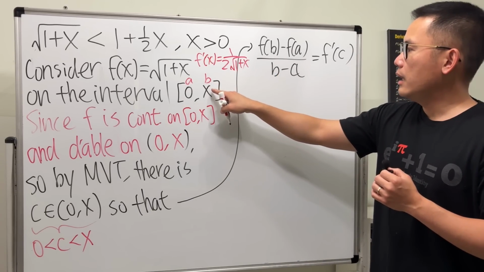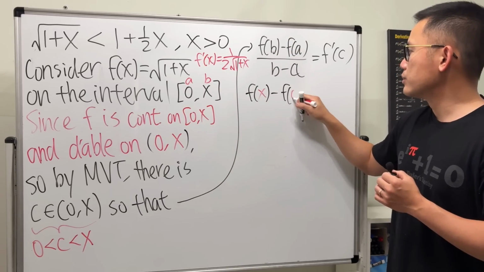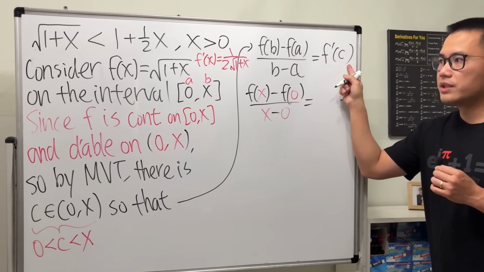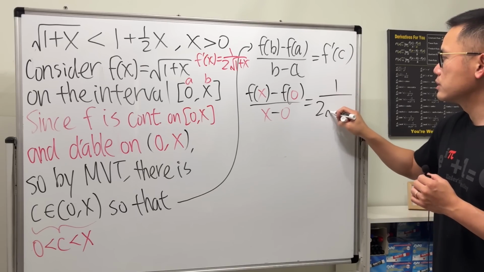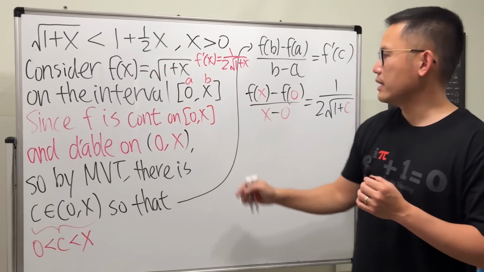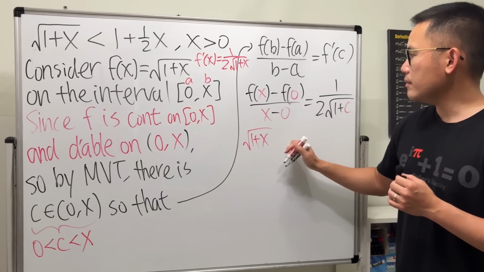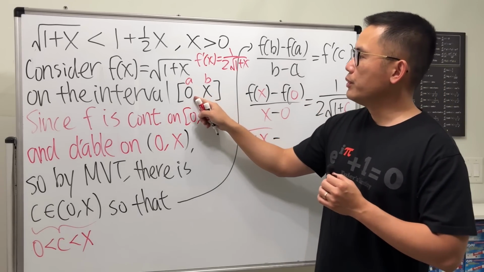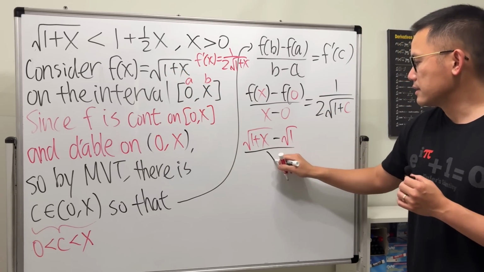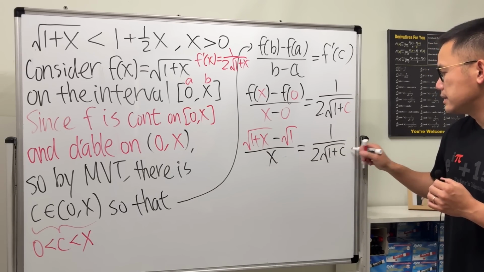So our b is x, so this is f of x minus f of 0 over x minus 0, and that should be equal to the derivative at c, which is 1 over 2 square root of 1 plus c. Now, what's f of x? That, right? So I'm just going to put that down right here. This is the square root of 1 plus x minus f of 0. If you put 0 in here, you get square root of 1. Let me just write that down like this, over just x. And that's equal to this right here, 1 over 2 square root of 1 plus c.